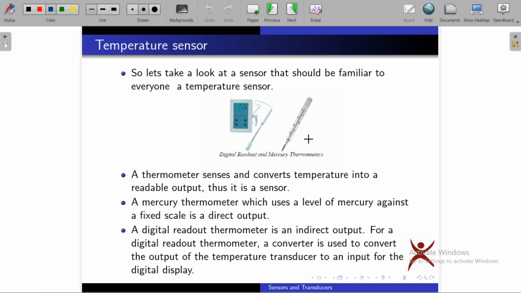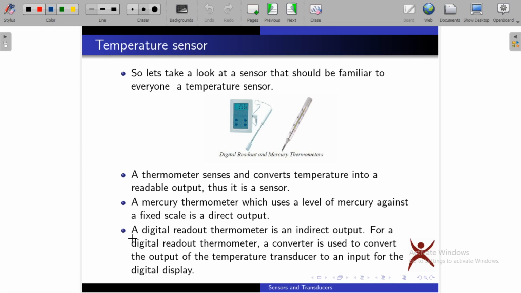A mercury thermometer, I am taking this. A mercury thermometer uses a level of mercury against a fixed scale, which is a direct output. Depending upon the level of mercury, you will come to know the reading of temperature. You can measure temperature with the help of level of mercury. Level of mercury will get changed when this thermometer is subjected to temperature.